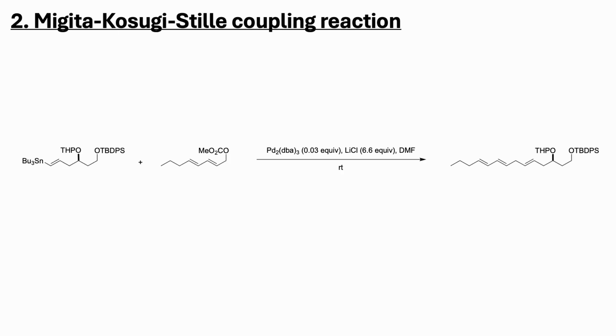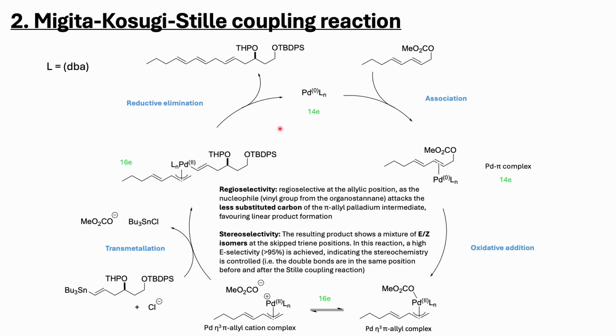The next reaction is a Migita-Kosugi-Stille coupling reaction where we're using a palladium dimer catalyst. Although the palladium is already at an activated oxidation state of 0, it's possible that ligand dissociation can occur to form a single palladium catalyst with the oxidation state unchanged. For simplicity, I'll be referring to the catalyst as PdLn. So we first start with the association of this palladium catalyst, which has an oxidation state of 0, which is in its activated form, with this substituted allyl system.